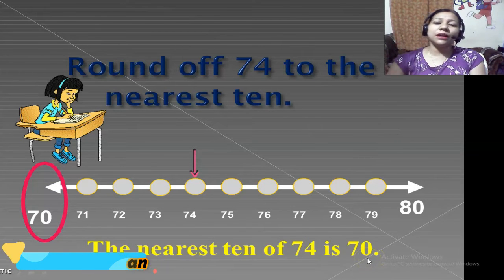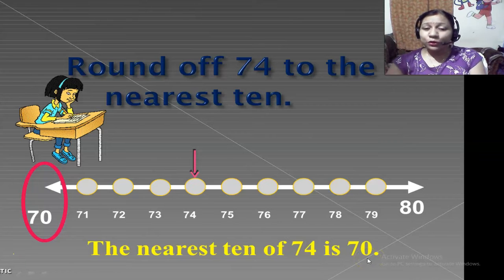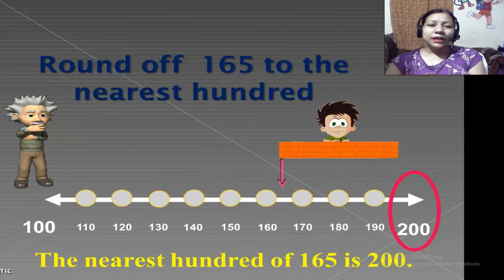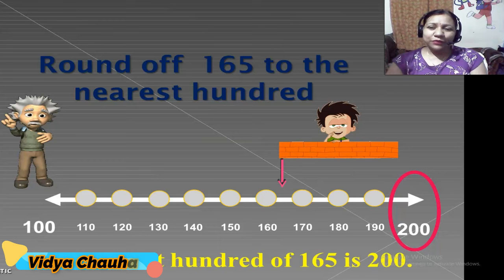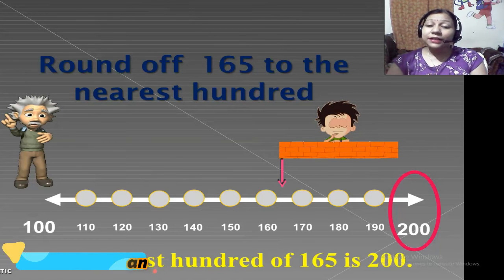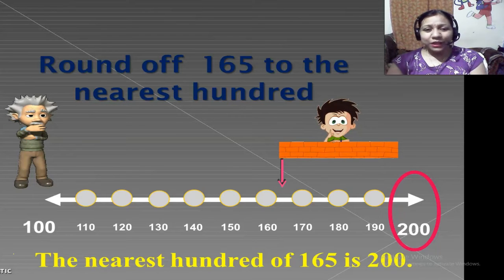Or you can say the round off of 74 to the nearest 10 is 70. Clear, students? So, this is the concept of rounding off to the nearest 10. Now, let us move forward, and if it is being said that you have to round off the number to the nearest 100. So, when it is the nearest 100, that's very obvious.